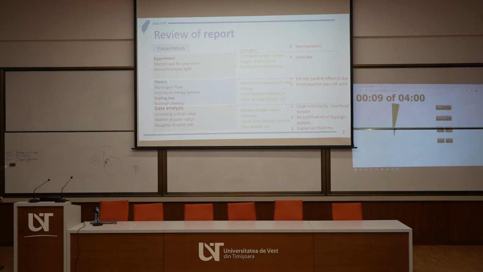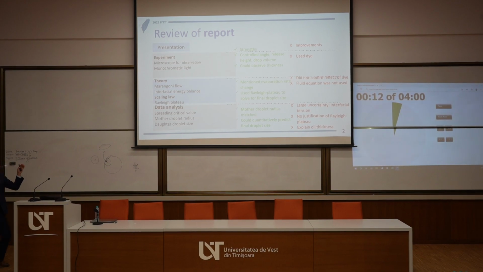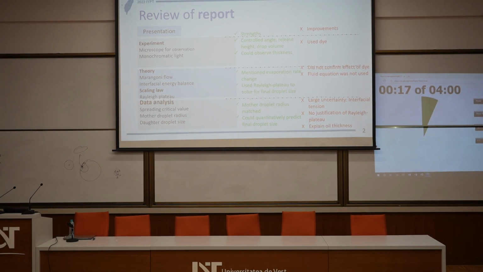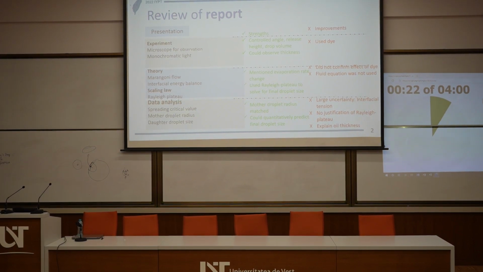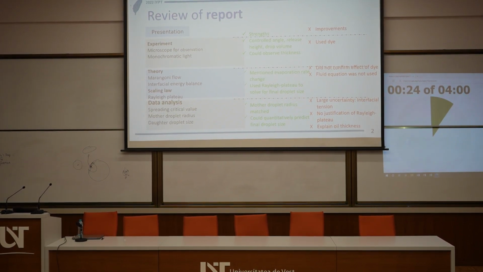So for the report, they have excellent experiments. They have microscopes for observation, and they also have a chromatic microscope to help them observe the thickness of the mother droplet. They have control of the angle of the plate, the release height and the droplet volume, and they can observe the thickness. And although they already have a monochromatic light for the diffraction to form, I don't think they need to use the dye, which causes an extra effect for the theory. And also they did not show us how the different parameters affect the thickness of the droplet.